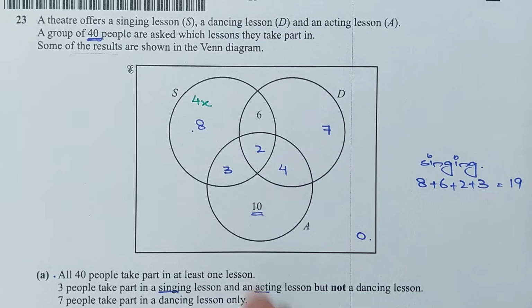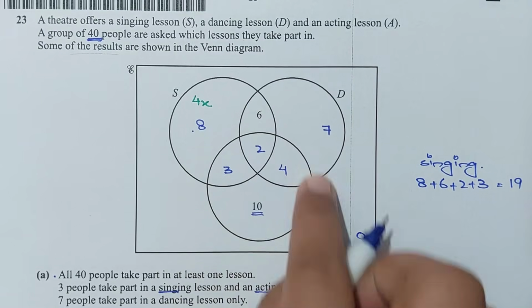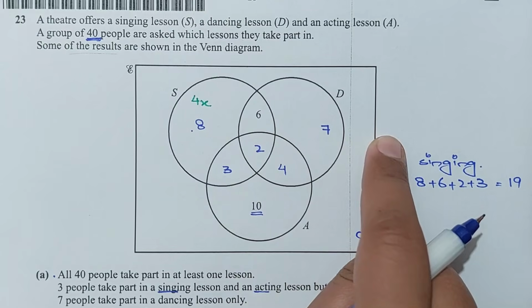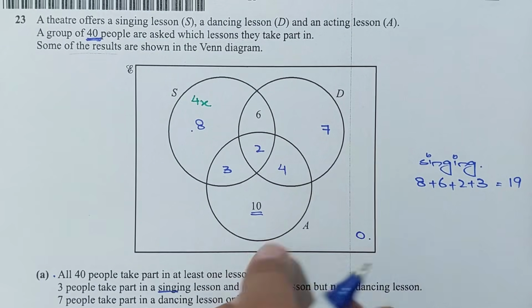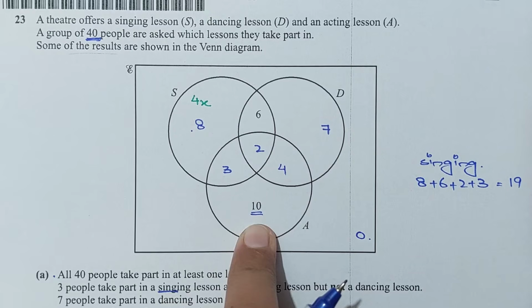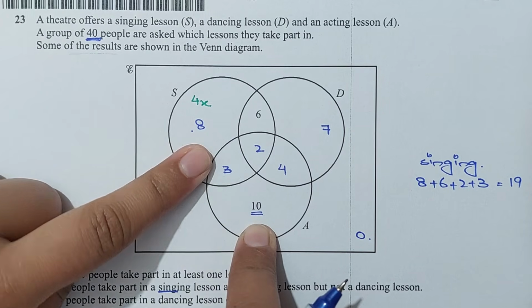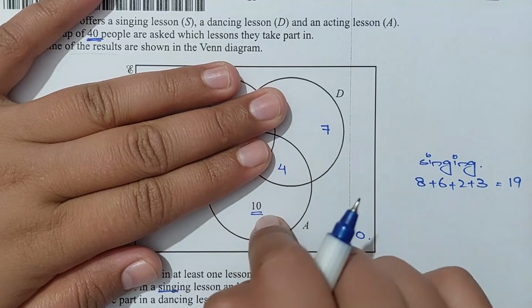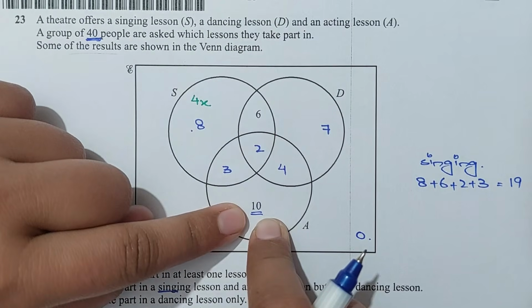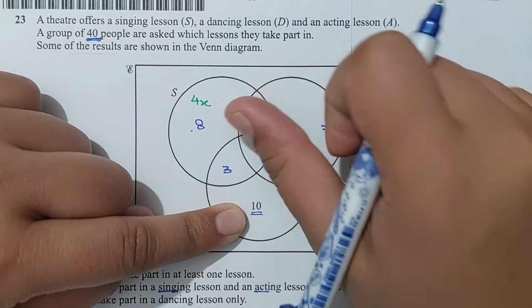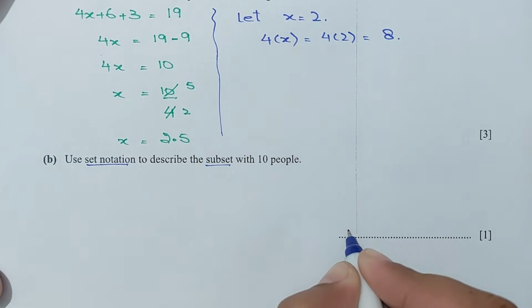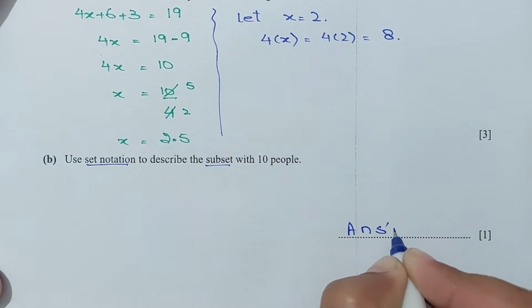Set notation: the 10 people are over here in the set A, but not in S and not in D. So for set notation, we can say the set A and its intersection with the S complement. This is S, and what is S complement? The numbers that are outside of S, right? And this term also intersection with D complement, outside of D. Here you will get the 10. So that set is A intersection S complement intersection D complement.